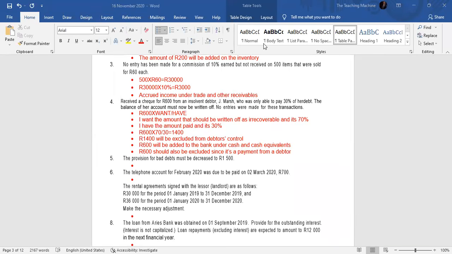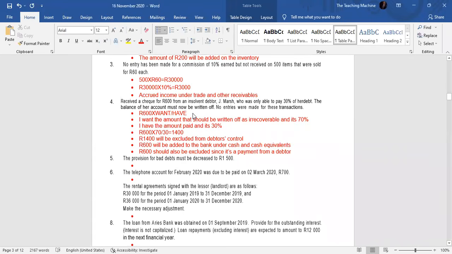Someone says I should repeat number 4. Would we have excluded 2,000 from debtors control if they had asked us to write off the account instead of saying to write off the balance? Yes, that's correct. Okay, there's a request that says I should repeat number 4. Let me repeat number 4.